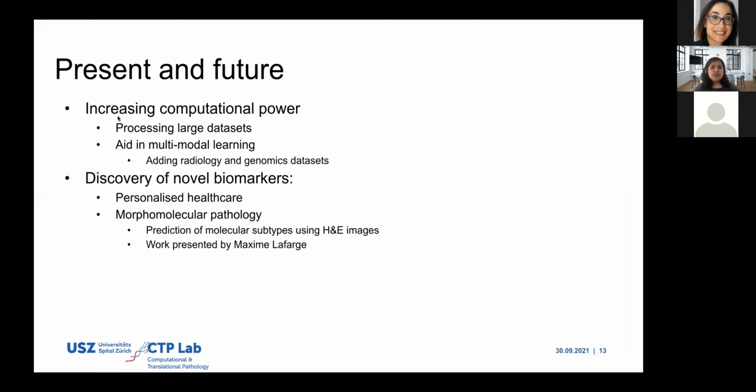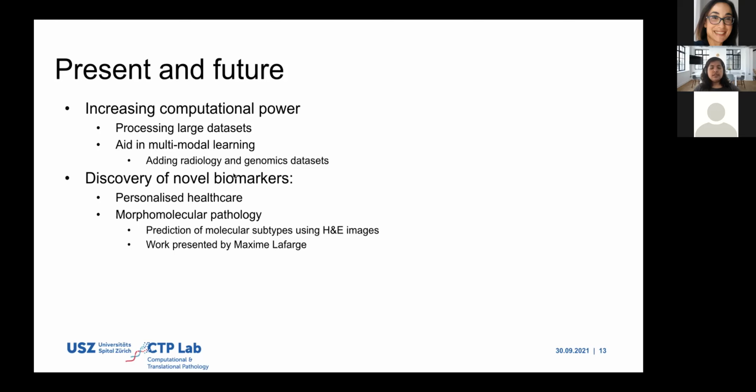Now, in the last years, we also have increasing computational power. We have a lot of GPUs where we can do a lot of computations. And this has helped us process really large data sets. It also has helped us in aiding multimodal learning and multimodal data integration. So for example, with our pathology images, we can also add radiology data sets and genomics data sets.